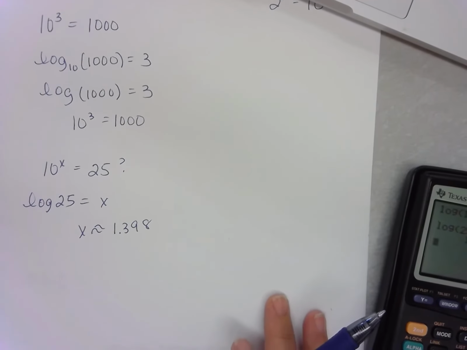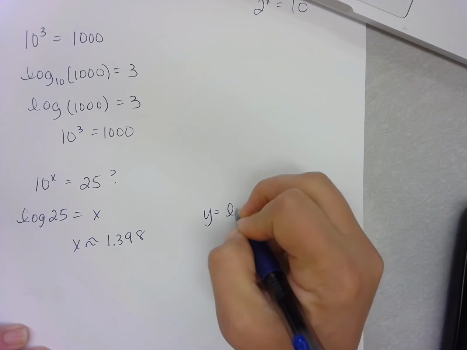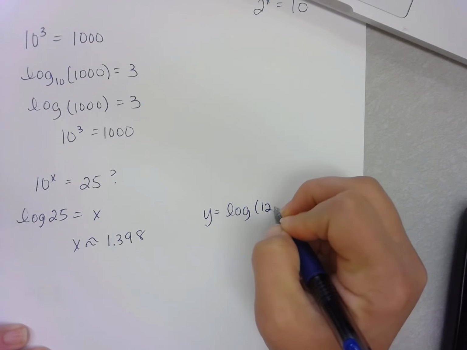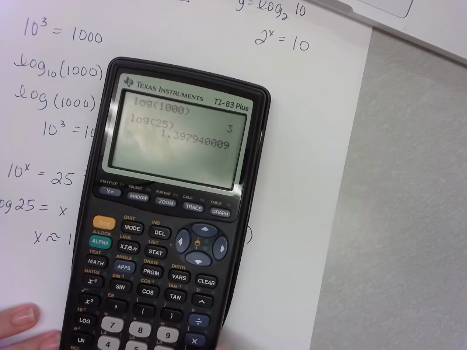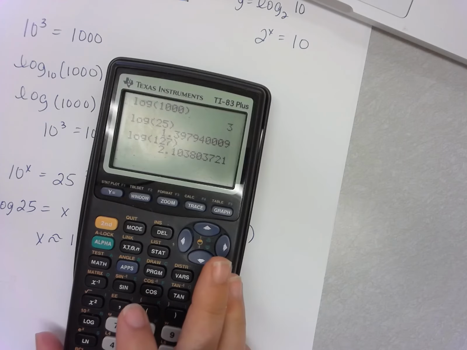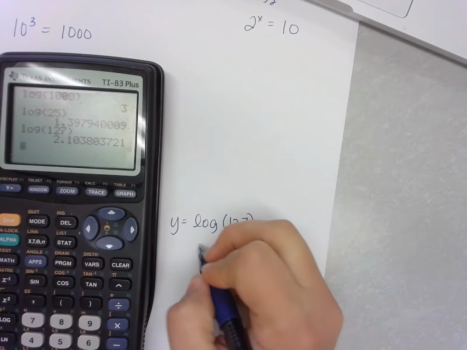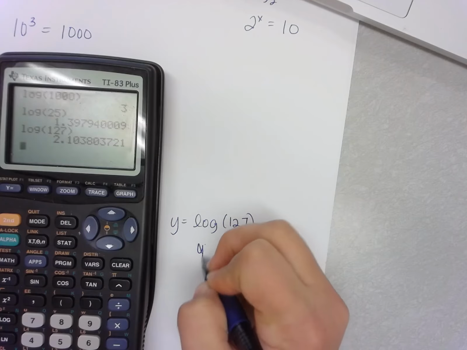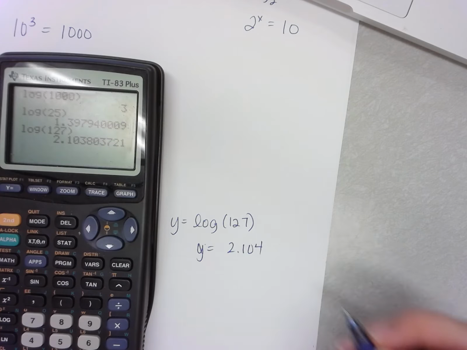Okay, so let's just see, what would be y equals log of 127? Just pick a number. Well, I can figure that out because I'm in log base 10. I just put it in, and it is 2.10, and the 8 tells me I should round up to a 4. So this would be y equals 2.104.